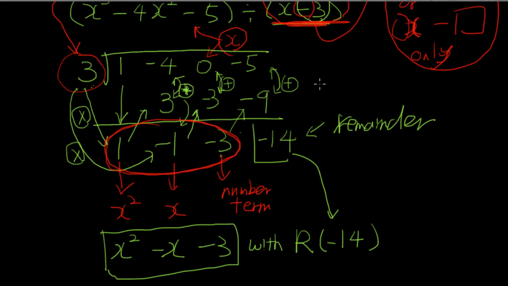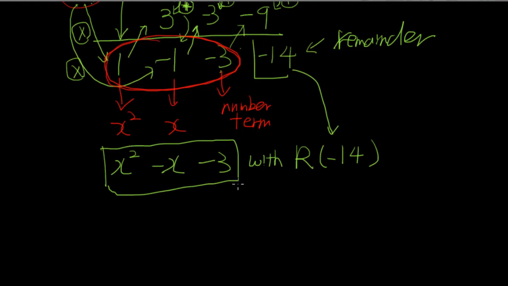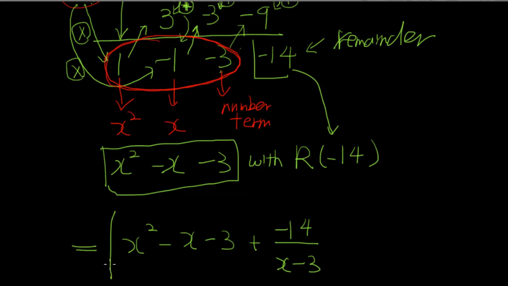So if we have to put the proper answer form, you can leave it like this, or you can rewrite it as x squared minus x minus 3 plus our remainder negative 14, still yet to be divided by our original divisor x minus 3, right? So there you go, this is our final answer.